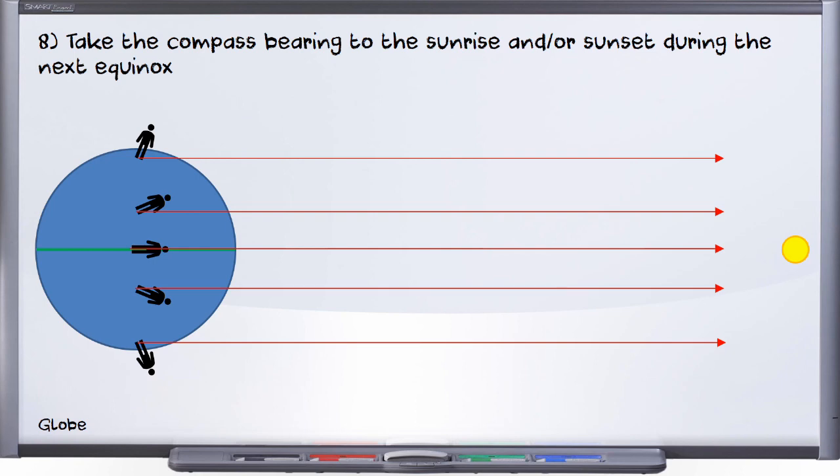So, what is the compass heading for each of these people? Let's draw a little north, south, east, west here. So this is due north, this is due south, so that means this is due east. The sun at sunrise on the equinox is due east, no matter where you are. Anywhere you can see the sun crossing the horizon on the equinox, on the globe, it's due east.